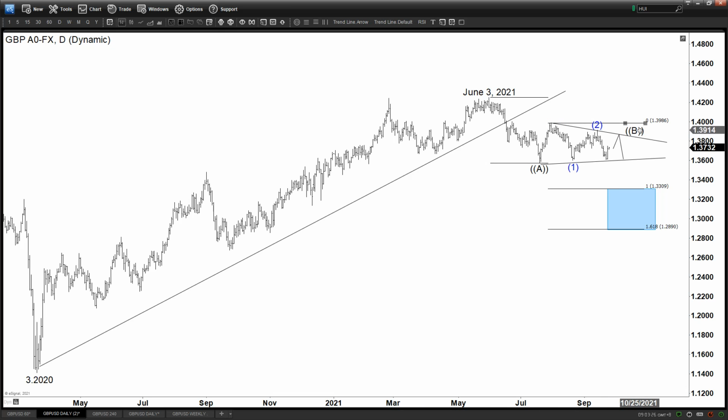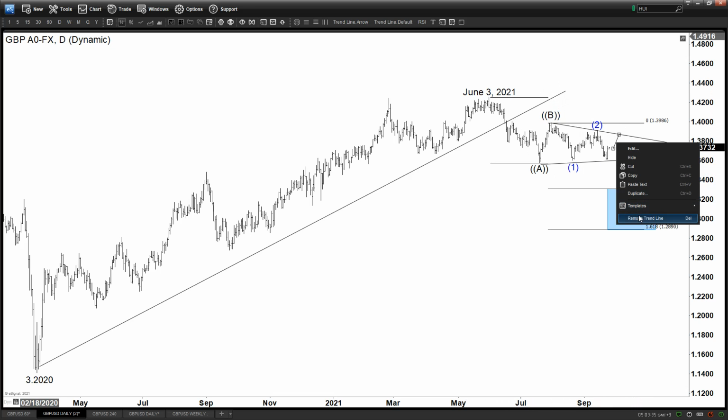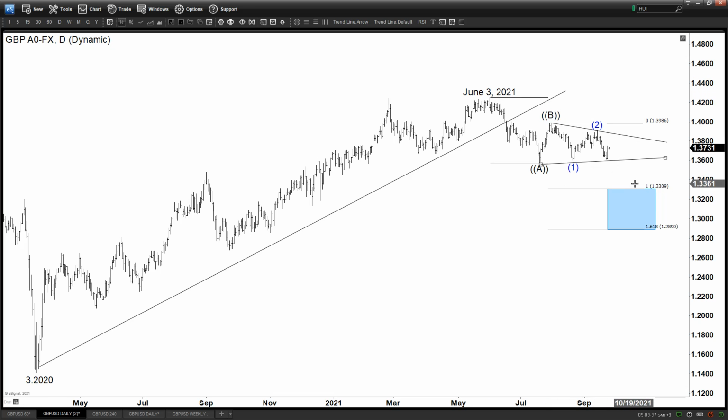A B wave can be a triangle, by the way, before going down. But see, the thing is this: we don't have a lower low from June the 3rd here. So in other words, we don't have the confirmation. The only confirmation we are going to extend lower really is only if we break below A, right?